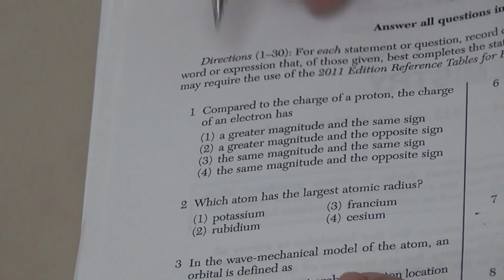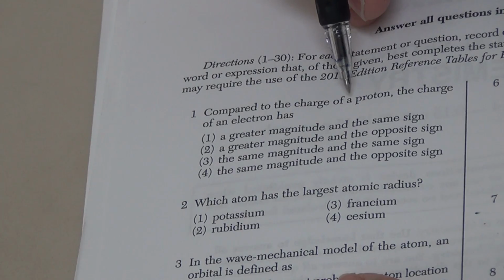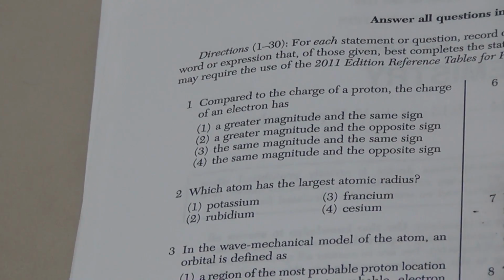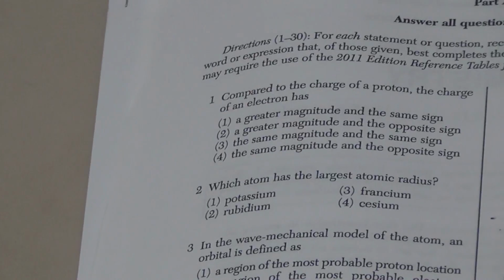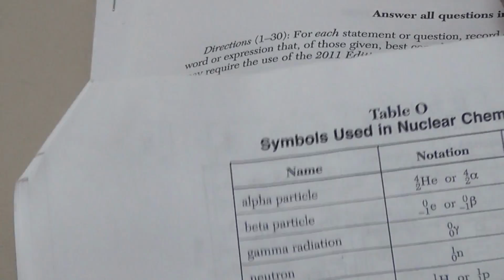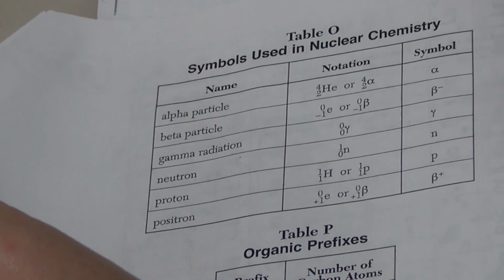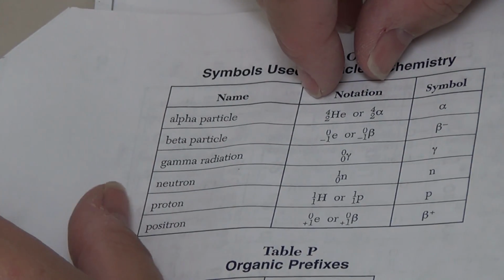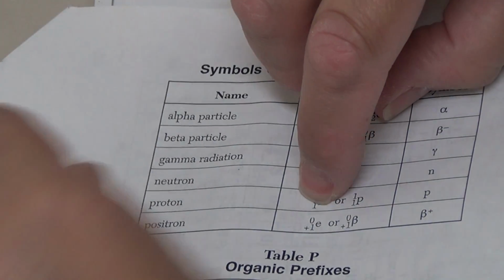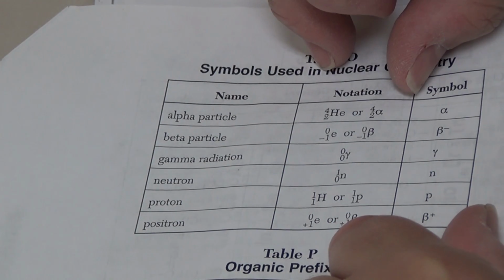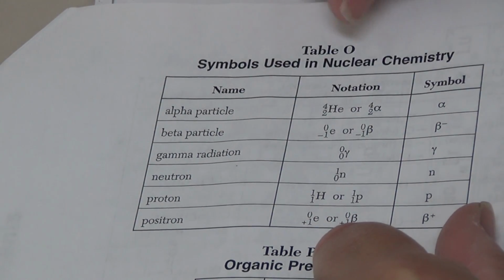Question number 1 says, compared to the charge of a proton, the charge of an electron has, well, there's no reason to guess. There's a reference table for that. If you want to compare the charge of any subatomic particles, the reference table that you should go to is reference table O. Now here on reference table O, you will see that a proton has a charge that is +1. The bottom number is the nuclear charge, or the charge of the particle. It can also be determined as the atomic number.